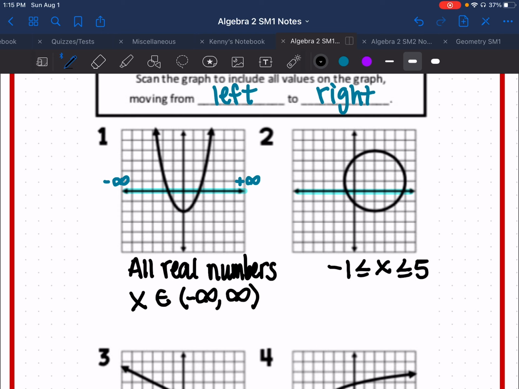It's this inequality, which if I were to write this in interval notation, it would look like this. There's no open circles. And if I were to write it in set builder, it would look like this. I already kind of had set builder done. There we go.